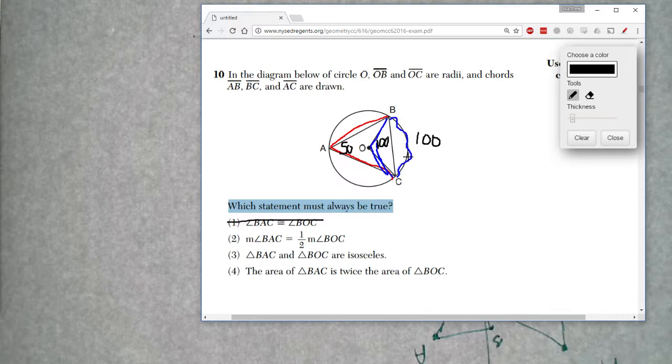Well, they both hit this same arc, and the central angle is equal to the arc, so if this is 100, that's 100. The inscribed angle is half of the arc. So it really looks like number 2 is going to be my answer, because if my inscribed angle is half of the arc, and my inscribed and central angle hit the same arc, then my inscribed angle will always be half of my central angle. Let's see. But let's just check. That looks like it's good, but let's make sure. 3. Triangle BAC and triangle BOC are isosceles.